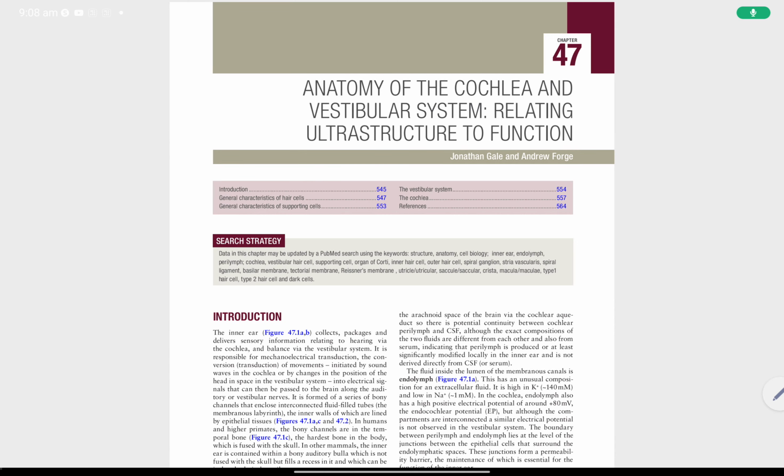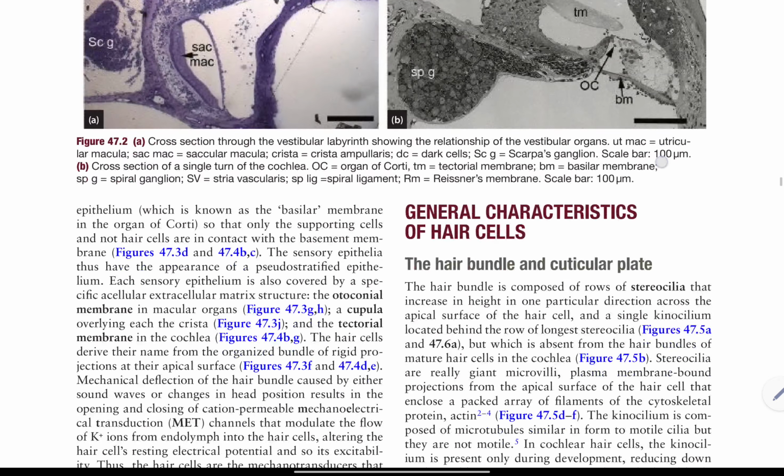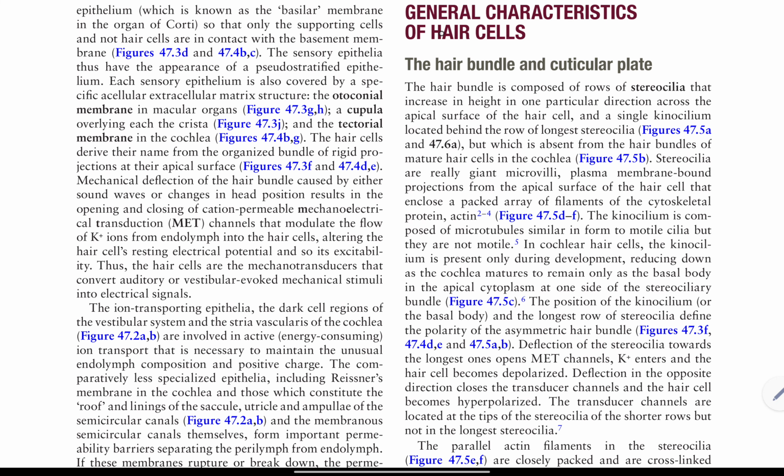Scott Brown's Otology, Chapter 47, Anatomy of the Cochlear and Vestibular System relating ultrastructure to function. General characteristics of hair cells. The hair bundle and cuticular plate.